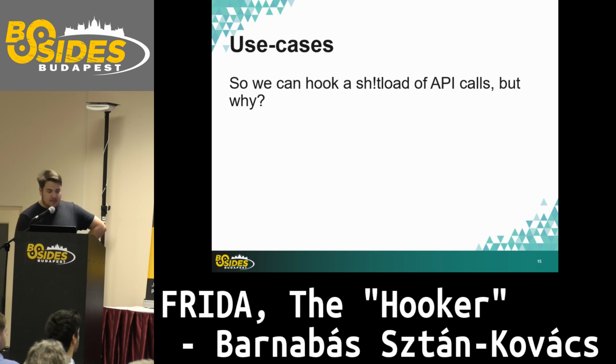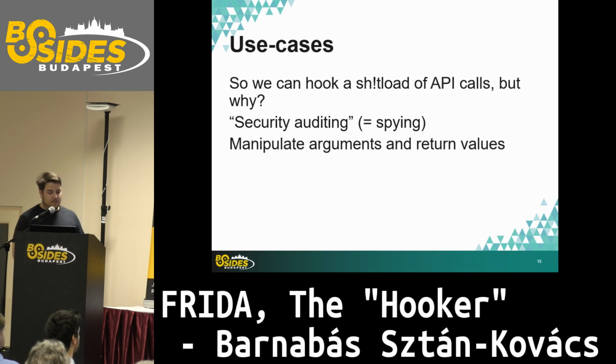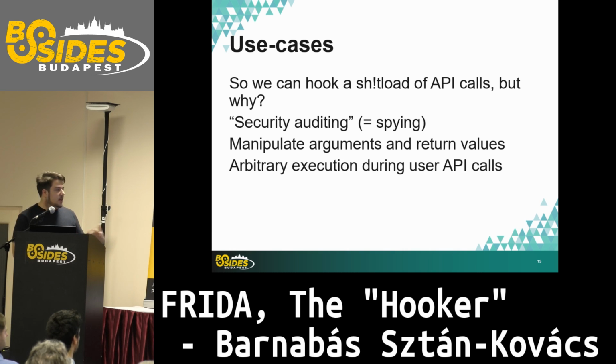Okay, we have this, and we have a very huge load of API calls, but why? What can we use this for? We can do security auditing, which is basically spying on applications. We can manipulate arguments and return values, like we did in the on-leave function when it scraped off an output. And we can do arbitrary execution during the user's API calls, like we added this beta.bat to the executables list in the model before.